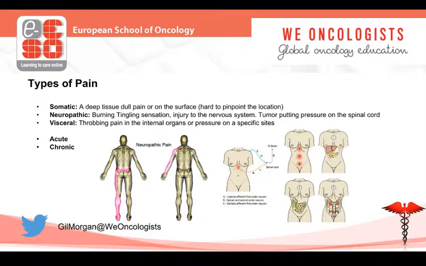Visceral pain is a pain from the activation of nociceptors of the thoracic, pelvic, or abdominal organs. These are very sensitive to stretching, ischemia, and inflammation, but relatively insensitive to other stimuli such as cutting and burning. Like we mentioned, pain can either be acute or chronic.